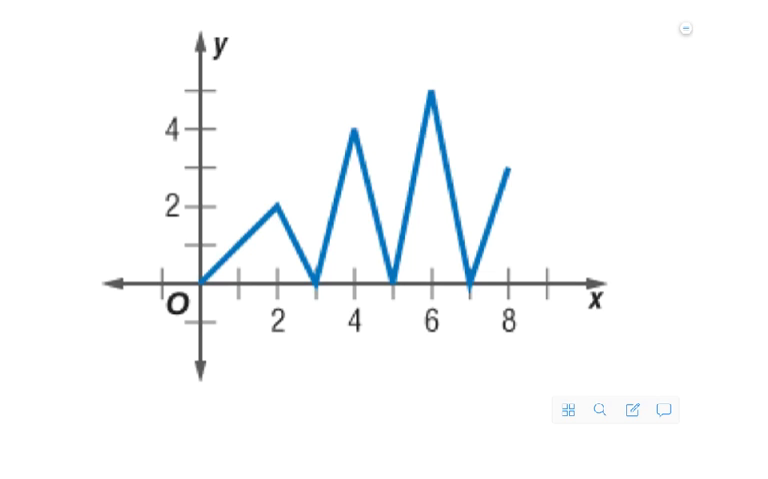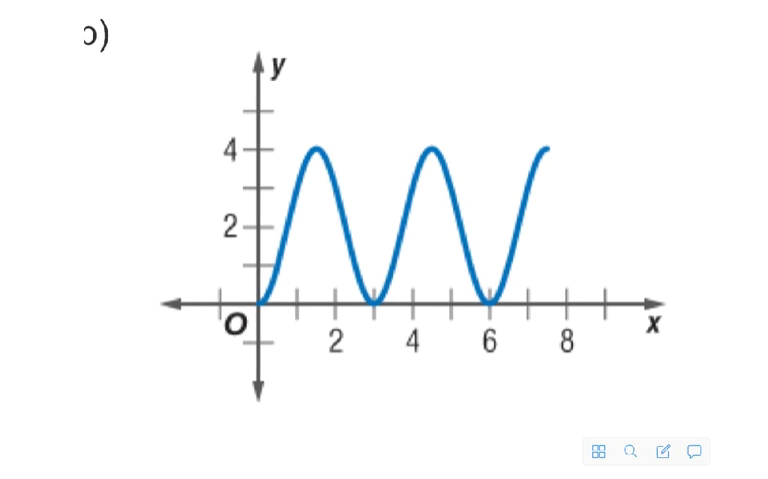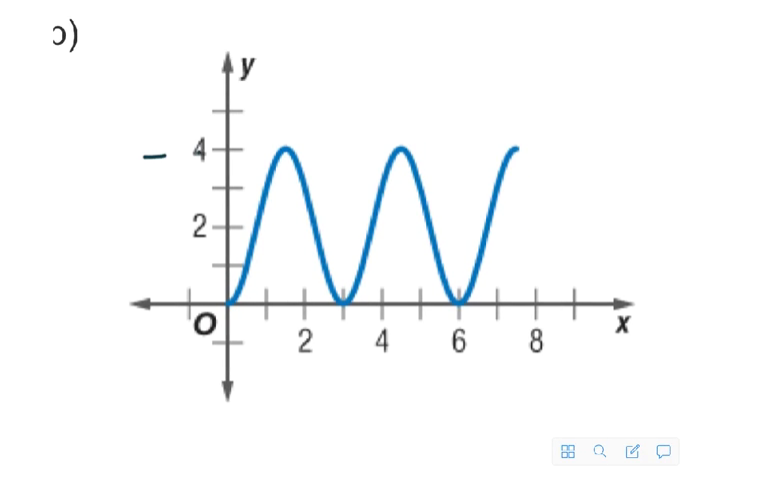Well, it goes down to 0, but each spike has a different height. So we would say that this is not periodic, as opposed to this particular graph where I want you to notice that it goes down to 0, but each height goes up to 4. So we would call this periodic.